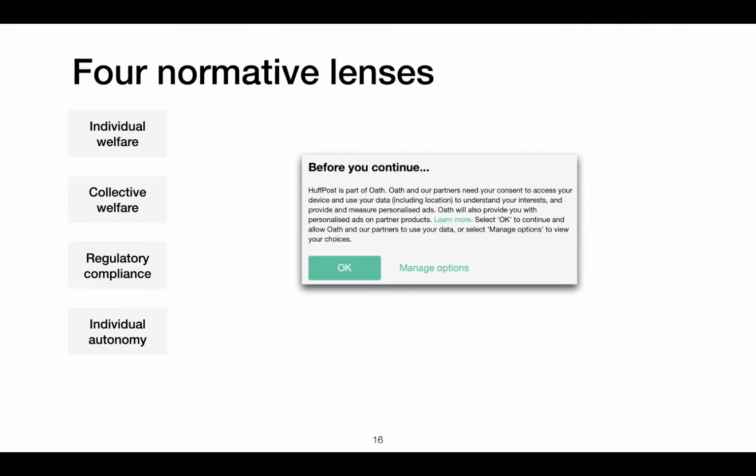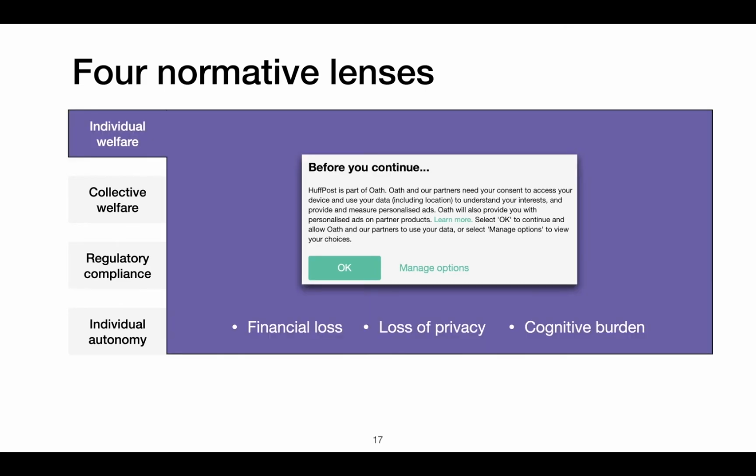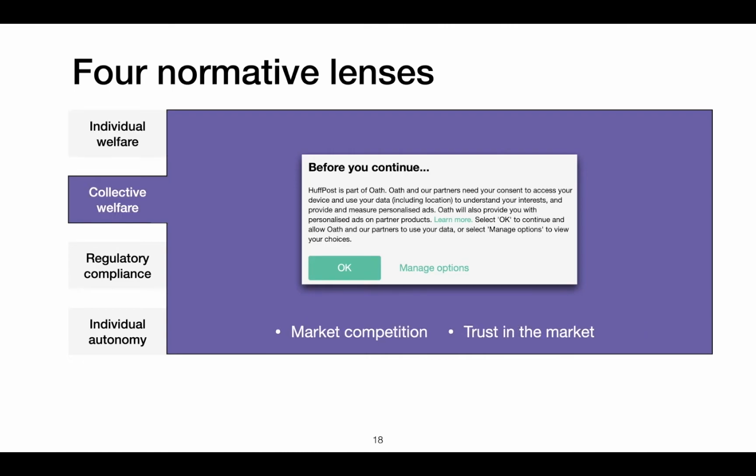And we describe 4 normative lenses that can help us examine dark patterns. For example, consider this cookie banner, which is designed to induce users to allow tracking cookies. Under the individual consumer welfare lens, we might consider the user interface a dark pattern because it results in a loss of individual privacy. Under the collective welfare lens, we might consider the user interface a dark pattern because it benefits marketplace incumbents who can aggregate and leverage a large volume of personal data, leading to reduced market competition.